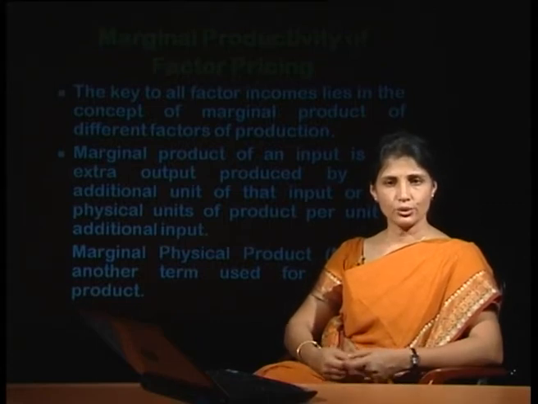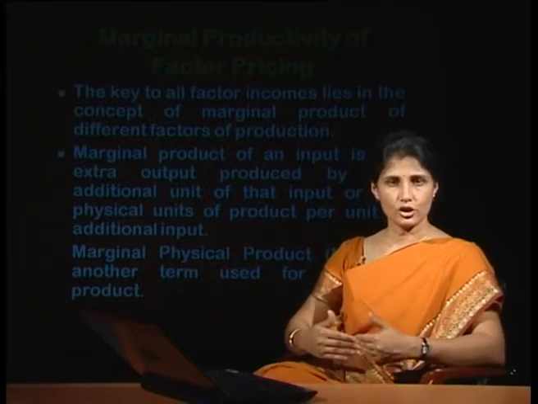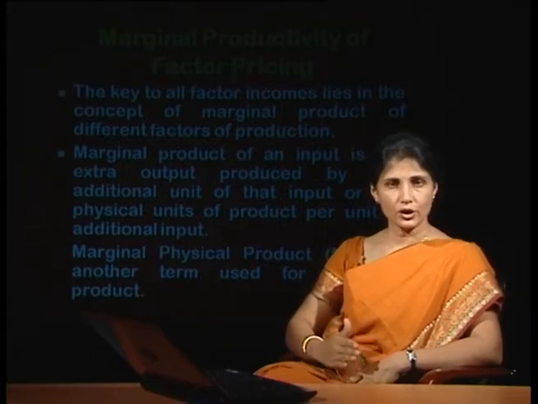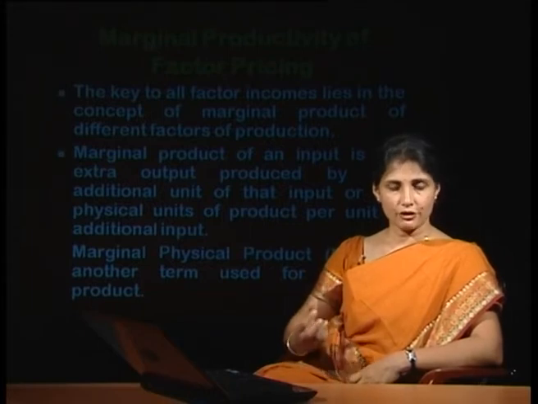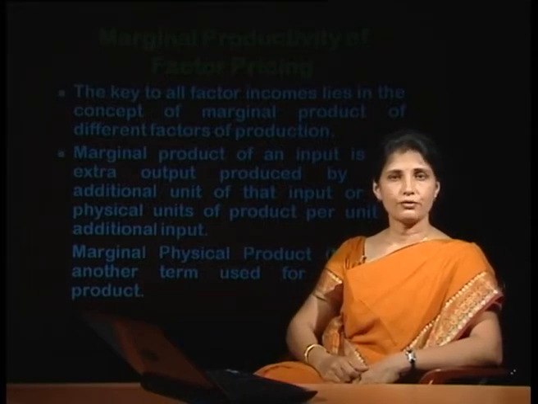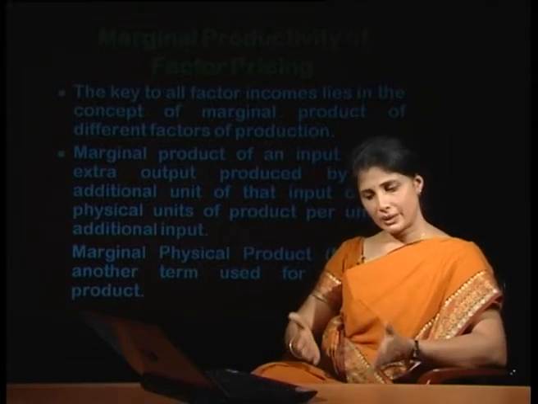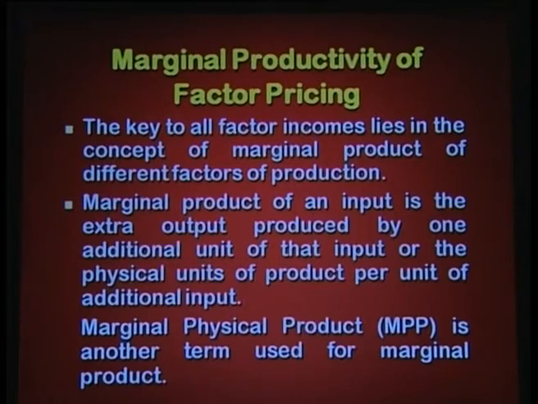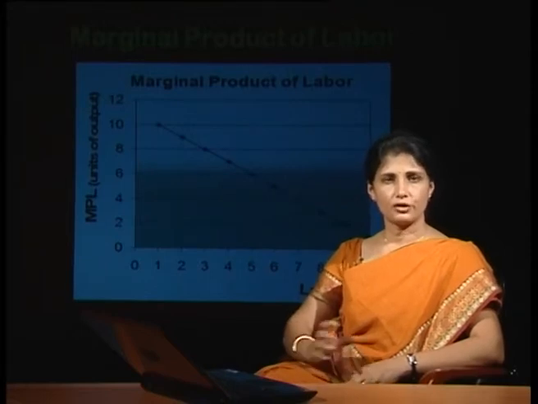As I told you, in the production function, step by step we are increasing units of labor. So, with every additional or extra unit of labor, how much output is changing is explained with the help of the concept of marginal productivity. Now, because here we are talking about physical units, marginal product is also called marginal physical product or MPP. Now, we shall discuss the graphical representation of the marginal product.